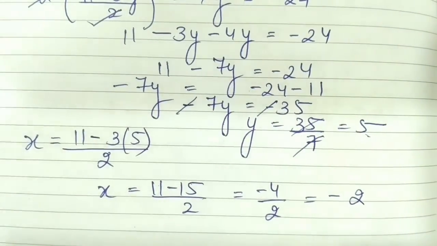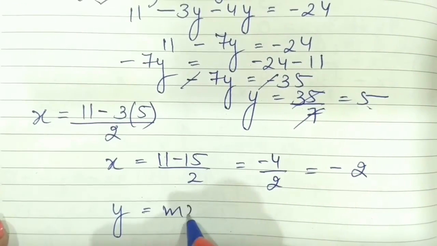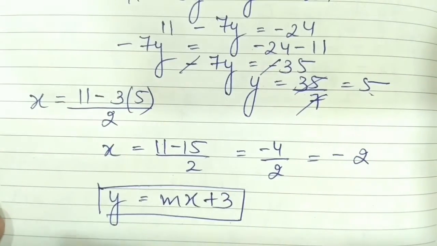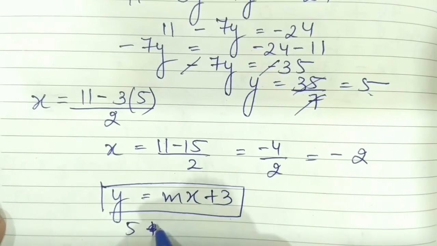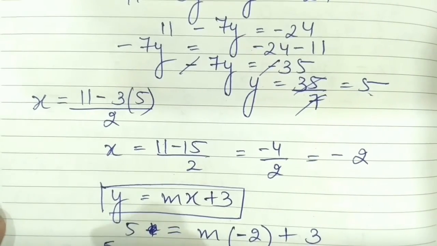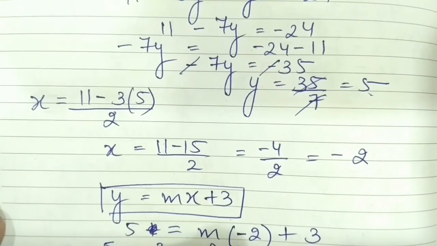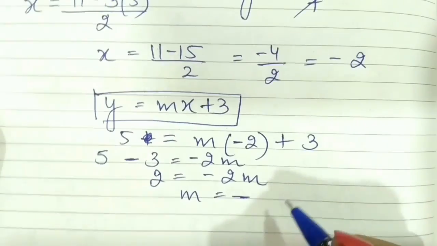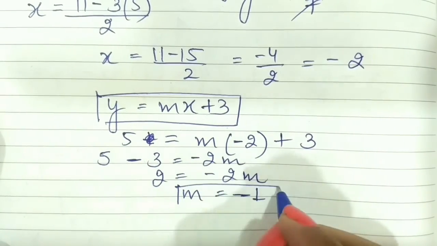But we are asked to find the value of m. The equation was y equals mx plus 3. Put the values of y and x in this equation. Our y is 5. 5 equals m times minus 2 plus 3. 5 minus 3 equals minus 2m. So the value of m will be, m equals minus 1.